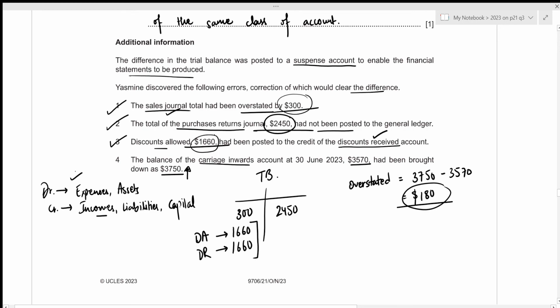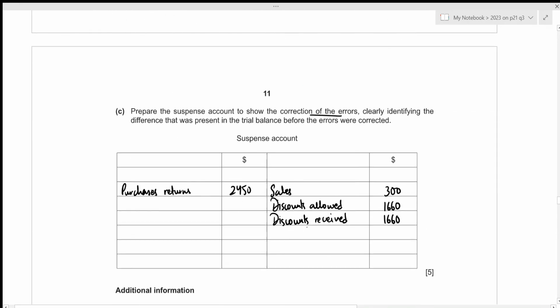Now we need to remove it. So for removal, we just need to enter the same amount on the opposite side, which in this case would be the credit side. Now, if we're trying to rectify the same error within our suspense account, we just need to post this amount of 180 on the opposite side. That will be on the debit side. So we can just write this under the heading of carriage inwards.